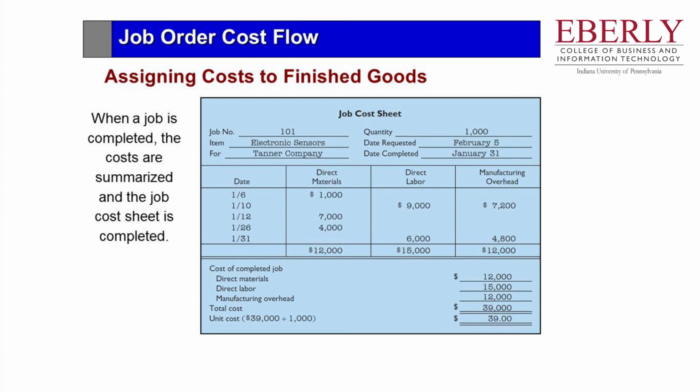Once you have the total cost of the job, you can divide it by the number of units. In this case, the number of units is 1,000, so we took the total cost of $39,000, divided it by 1,000, and our cost per unit is $39. So when you look at the overall process of finding the cost of the product using job order costing, we have assigned the material, labor, and manufacturing overhead to come up with an estimated cost of one unit of the product.